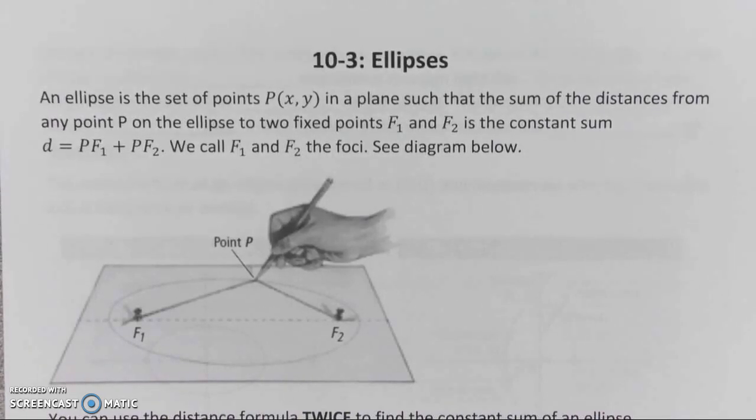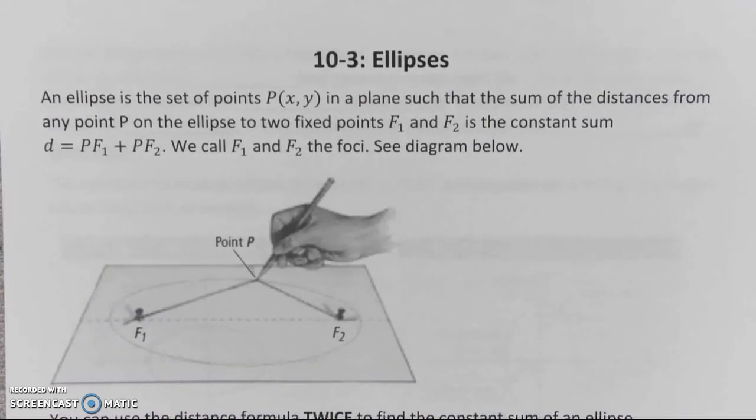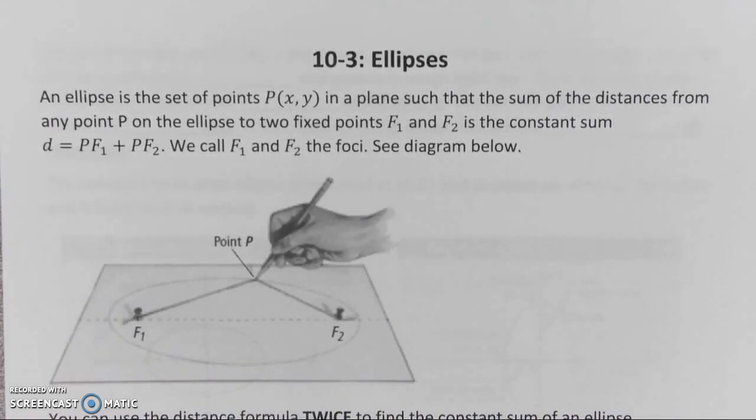In this section, we're studying ellipses, and an ellipse is just the set of points in a plane such that the sum of the distances from any point on the plane to two fixed points, we call them F1 and F2, is the constant sum D equals PF1 plus PF2, and we call F1 and F2 the foci. So this diagram sort of draws it out for you.